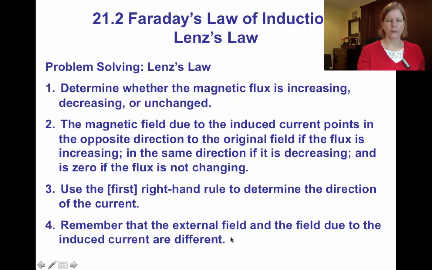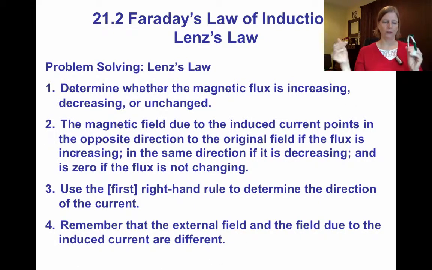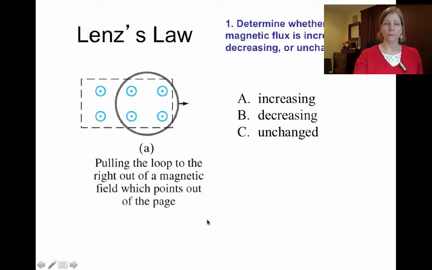The fourth piece is just a factoid, and that says, remember the external field, the one that's changing, say, as you take a magnet and approach your loop of wire, and you have an increasing flux, or pull your loop away and you have a decreasing flux. That external field and the field due to the induced current, we're generating a current in this wire and it has its induced current. Those two fields are different, two sources of magnetic fields.